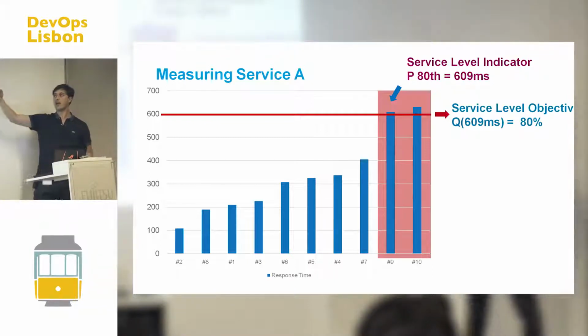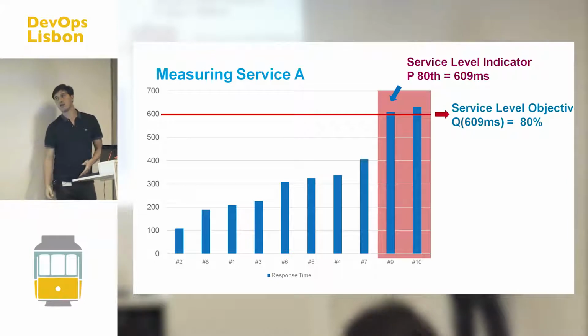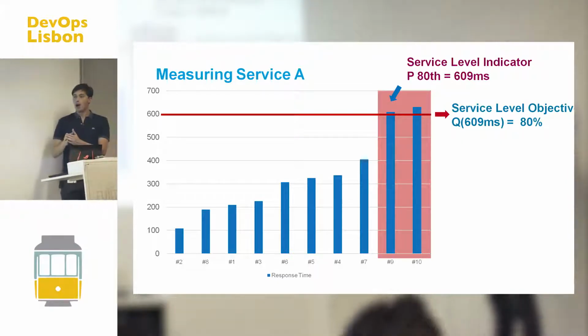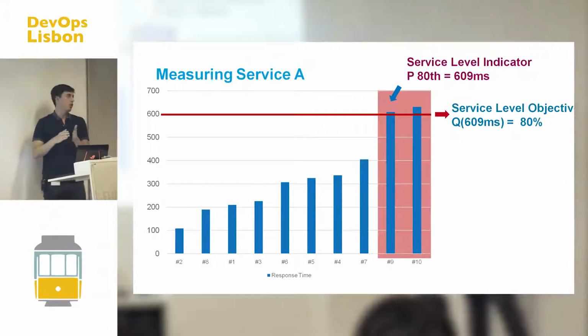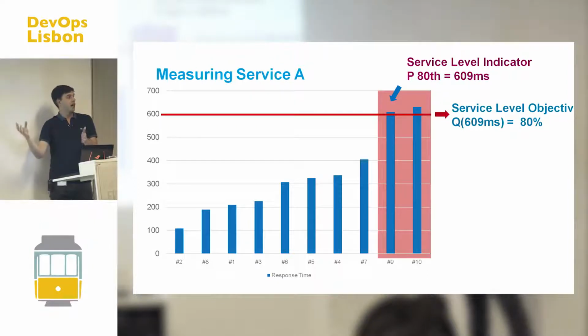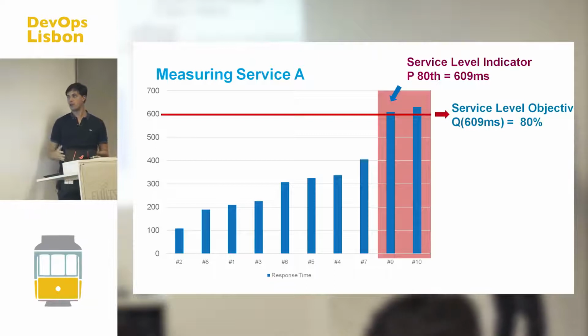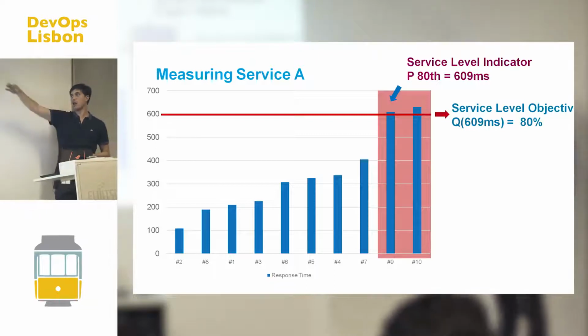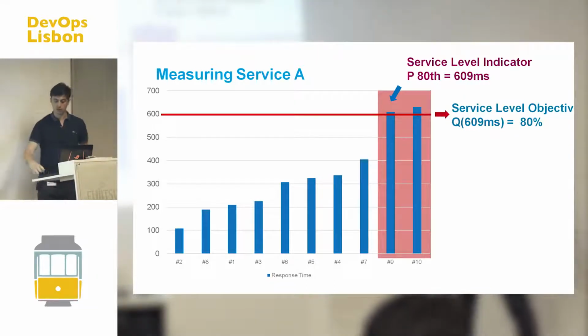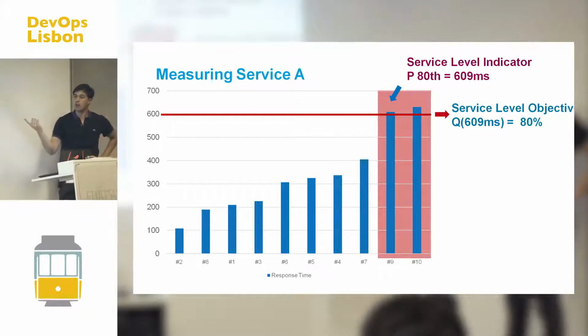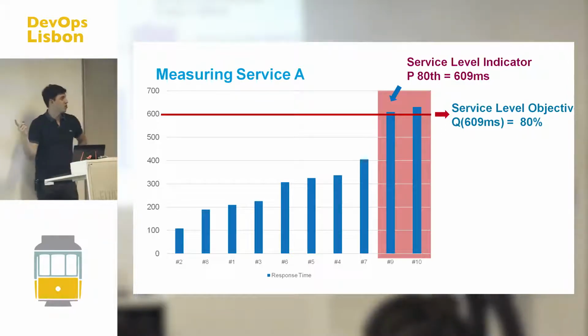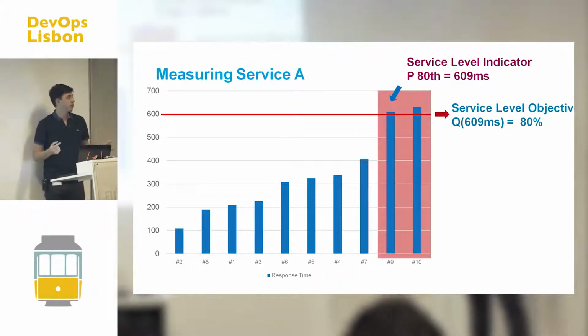So the percentile would give us insight into how many of the requests were served under a given time, and then the quantile would be how many of the requests were served under our service level objective. Something to highlight is that if we use something like the average, it wouldn't really help us, right?